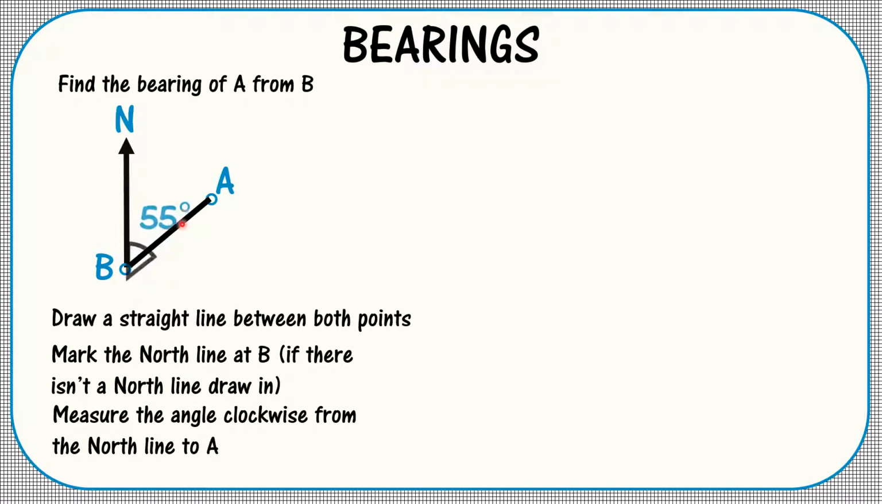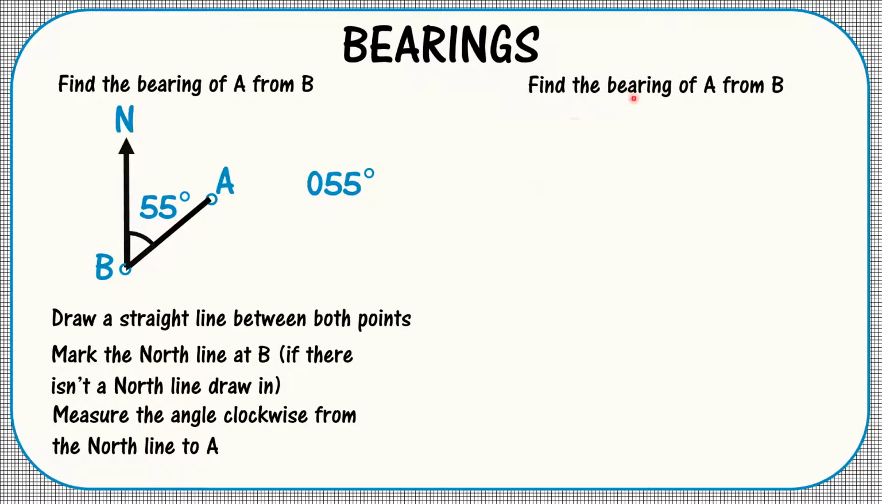The next step is we measure the angle clockwise from the north line to A. So again, we measure clockwise. This angle is 55 degrees. And as mentioned previously, the bearing is a three-figure number. So the bearing is 055 degrees.